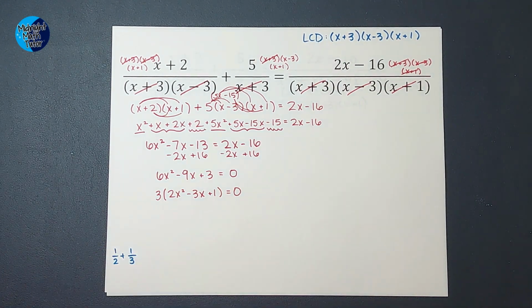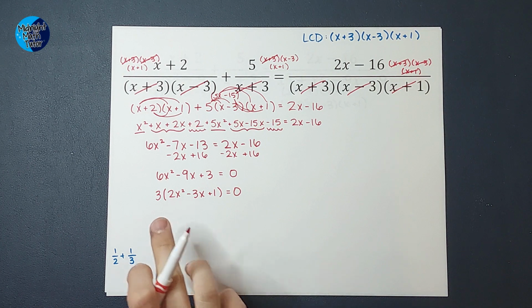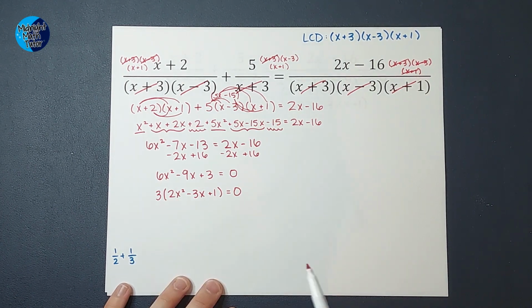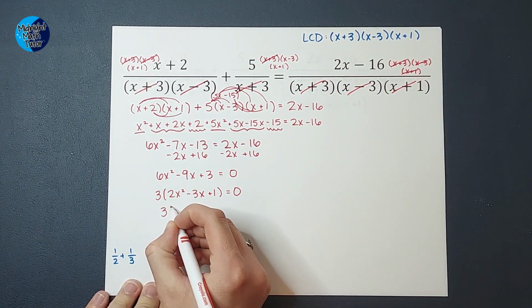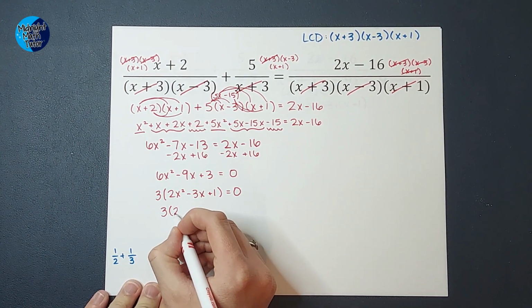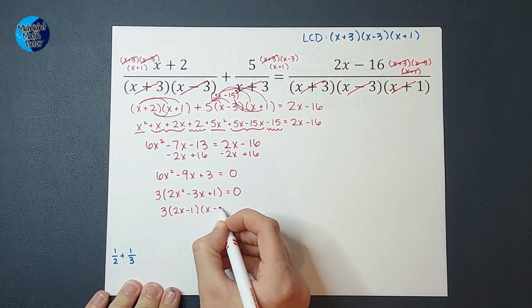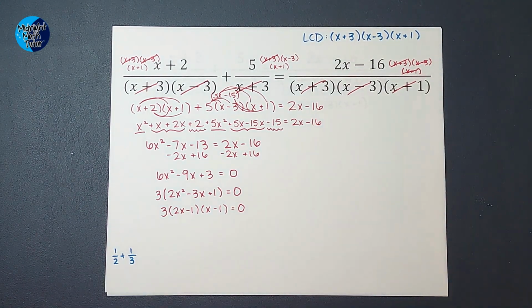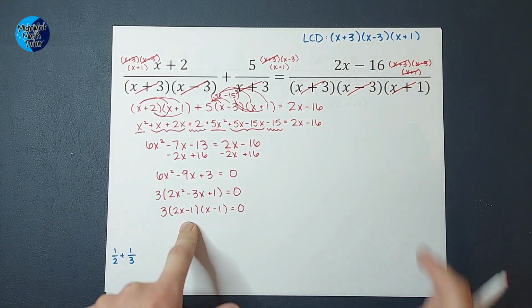And then when I factor this, again, if you need a review on factoring, I'll link a video, especially because this one has a number in front of the x squared. So I'll link that if you need it. But this is going to factor down to 3 times 2x minus 1 times x minus 1. And this is equal to 0. We're feeling pretty good now, right? This looks a lot better than that.